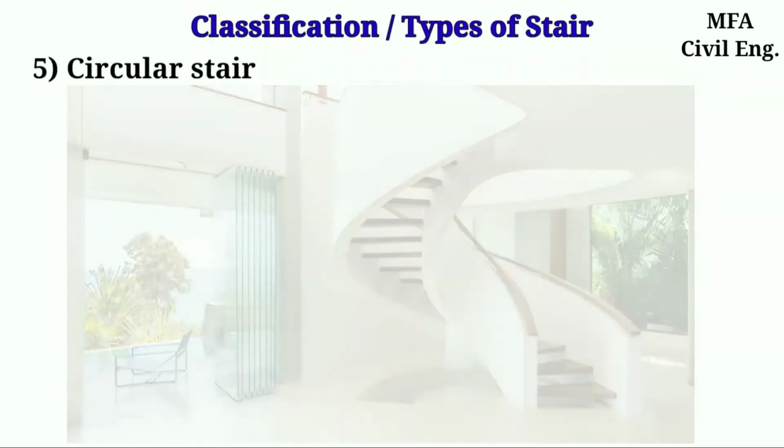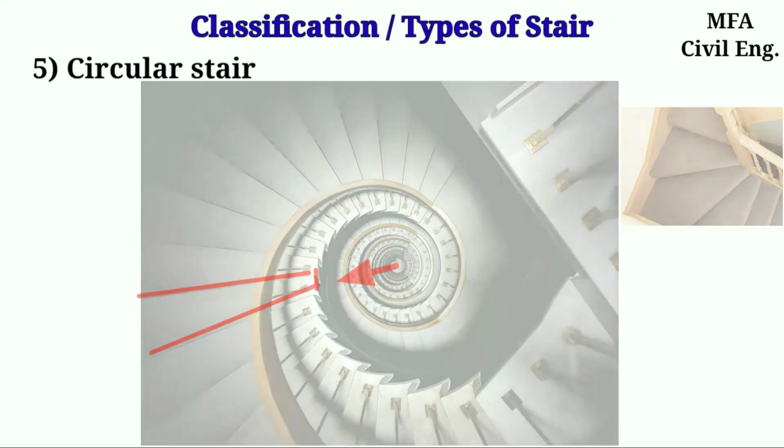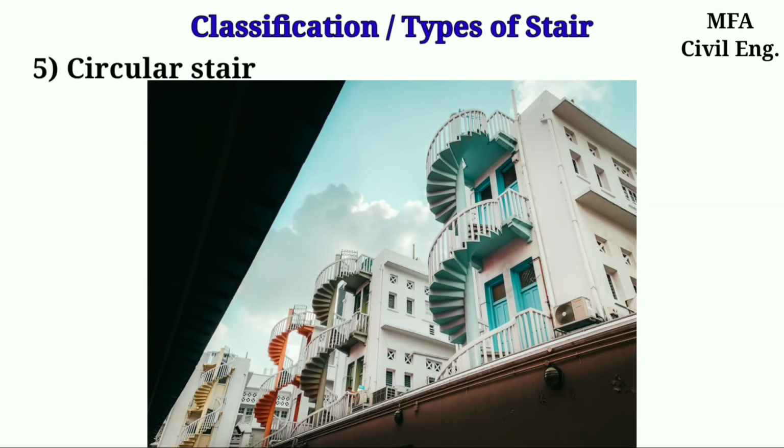In a circular stair, all the steps radiate from a newel or a well hole in the form of winders. The circular stair is adopted at the back side of the building to access its various floors.